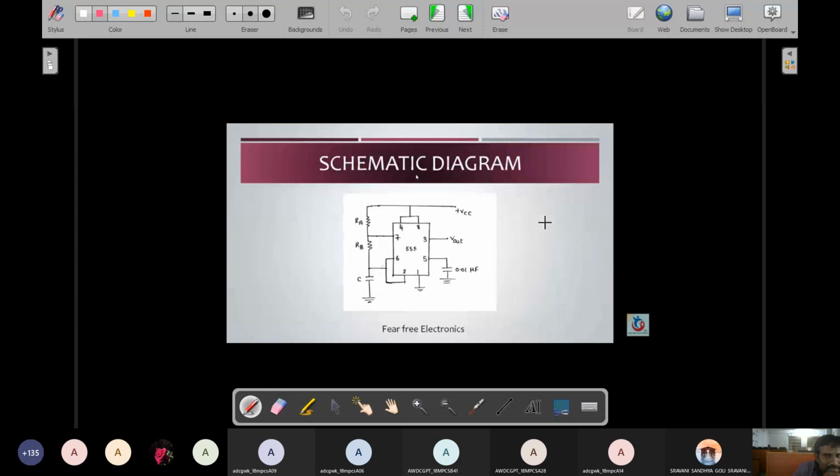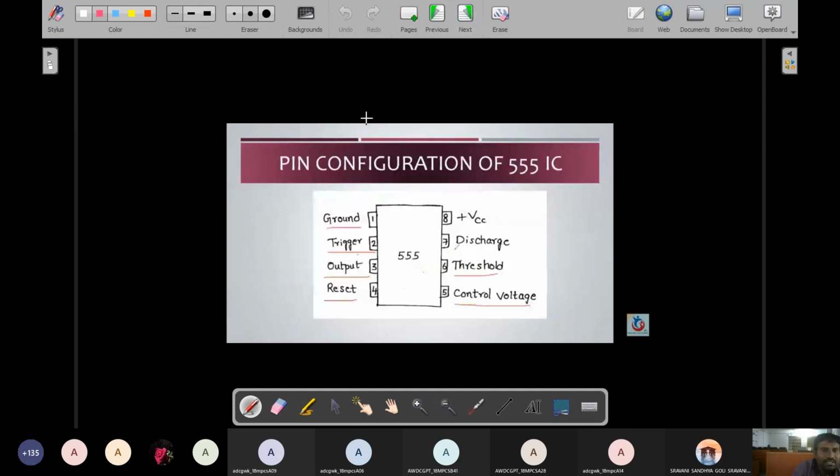So actually this is the pin diagram. I already set the diagrams previously so I don't waste my time. This is a pin diagram of 555 IC. Okay, so this is the pin diagram of 555 IC. Please draw this circuit diagram in your textbooks, not your notebook.